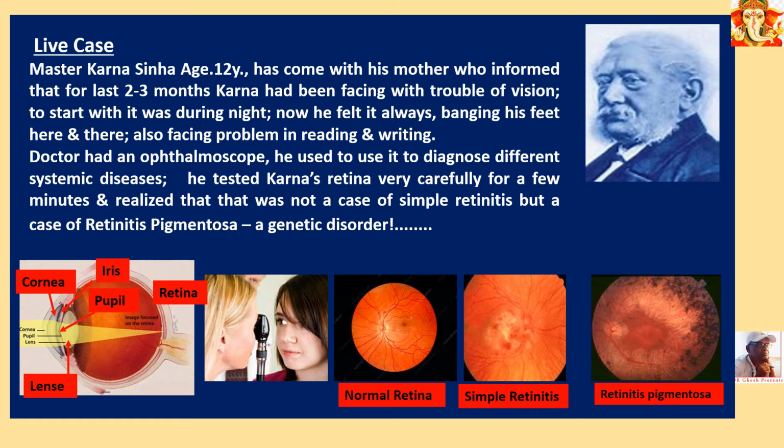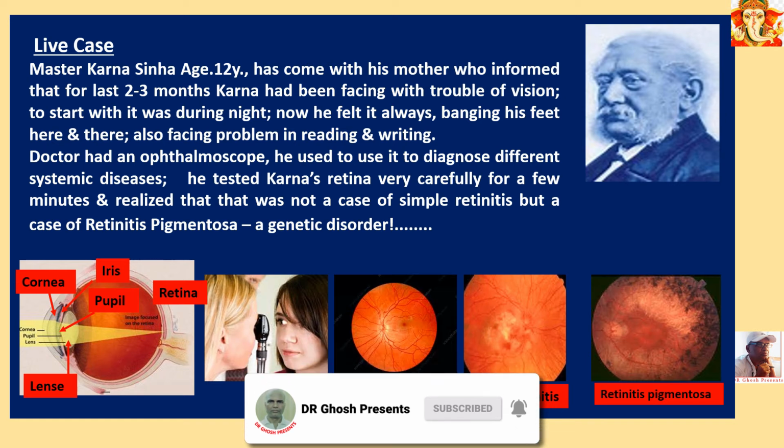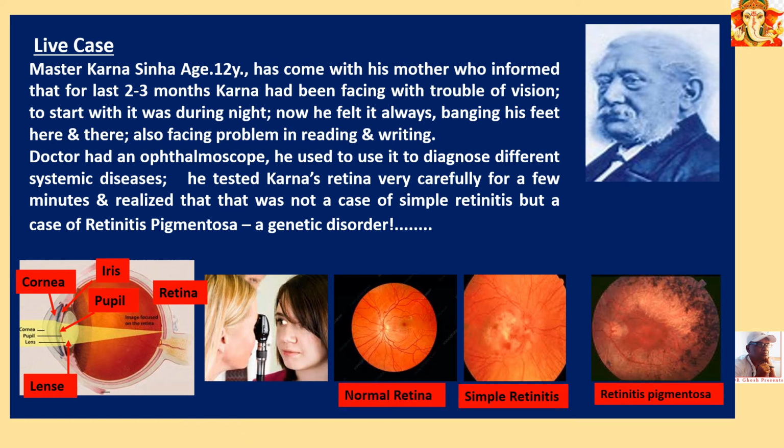The doctor had an ophthalmoscope. He used to use it to diagnose different systemic diseases. He tested Cornor's retina very carefully for a few minutes and realized that it was not a case of simple retinitis, but a case of retinitis pigmentosa, a genetic disorder. Accordingly, he informed Cornor's mother to consult an eye specialist, because this particular disease is beyond the scope of our pathy. So he informed this accordingly.